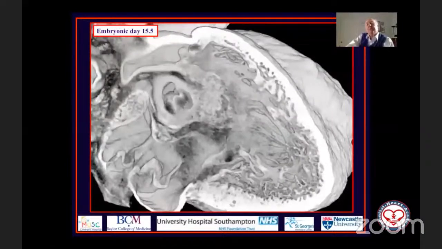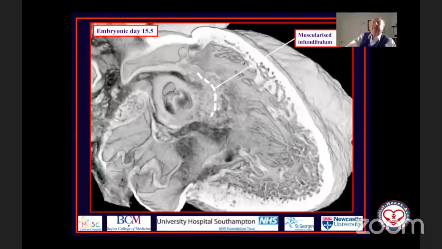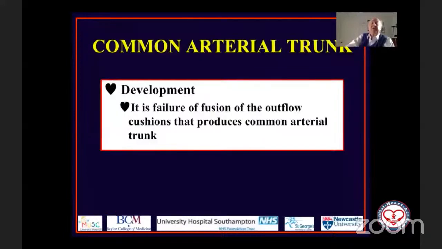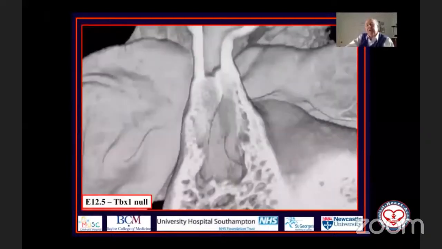So in normal development, those proximal cushions muscularize, as you see here, to form the infundibulum, and that separates out from the aortic root. So how can we put all of this together to understand the morphogenesis of common arterial trunk? And we can put it together because we know it is the failure of those fusions of the outflow cushions that produces common arterial trunk.